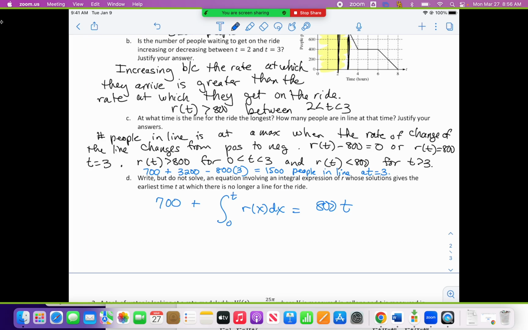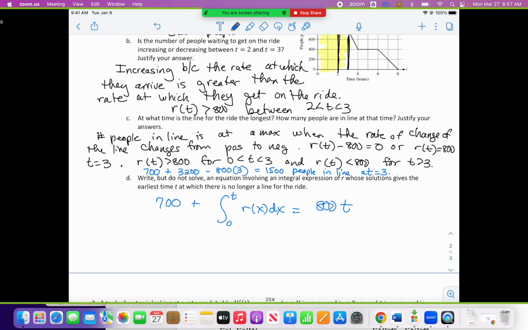Wouldn't that give you the initial value for the function? Because you're doing the initial value plus the integral. No, on the left side, that's going to give me how many people are in line, because this is the initial plus the change from 0 to whatever time I went. And then the right side is how many people were getting on the ride. So they're no longer in the line, and I want to know at what point those would be equal.